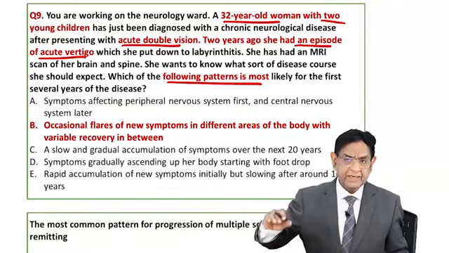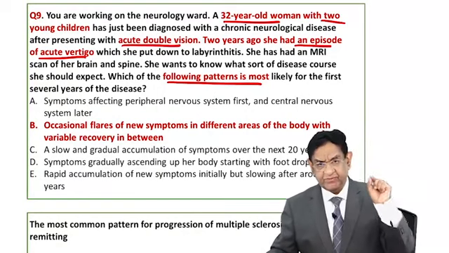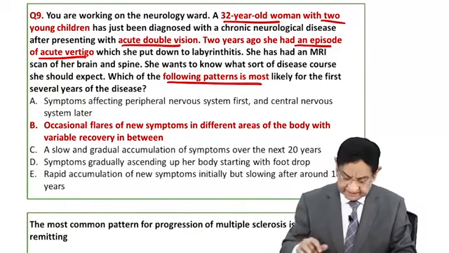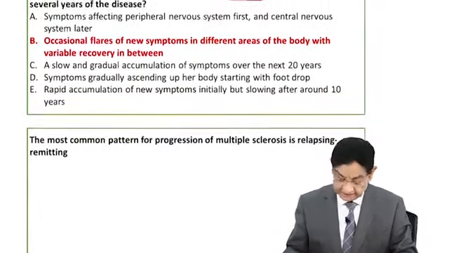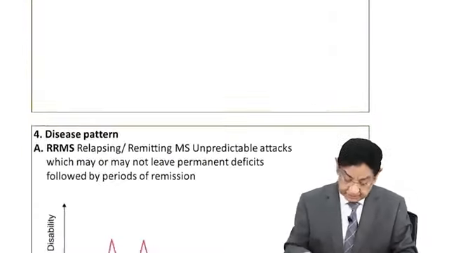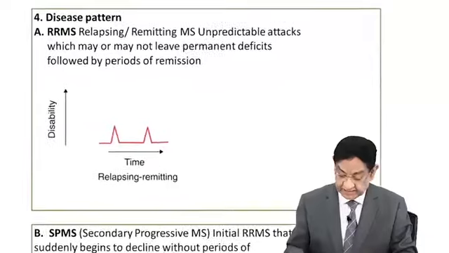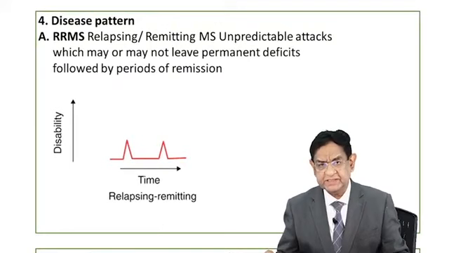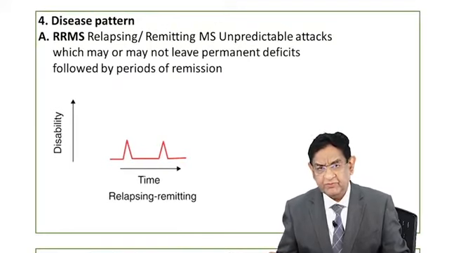What pattern is there? This again is a very commonly asked question. I'll first tell you the basic concept, then I'll come back to the answer. So, disease patterns are as follows. That means a patient of multiple sclerosis is in front of you. What type of pattern of illness can be there?